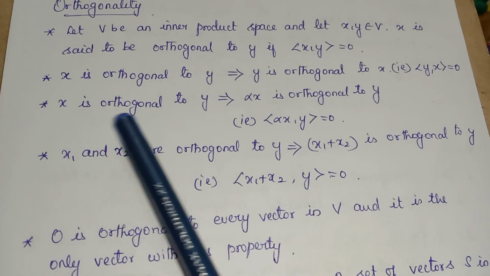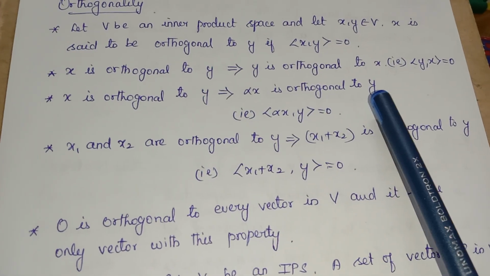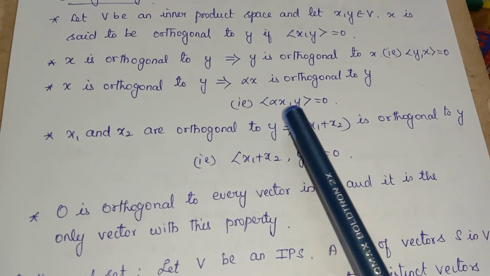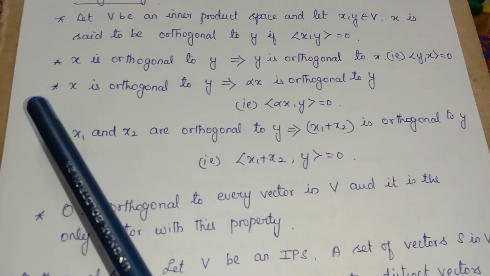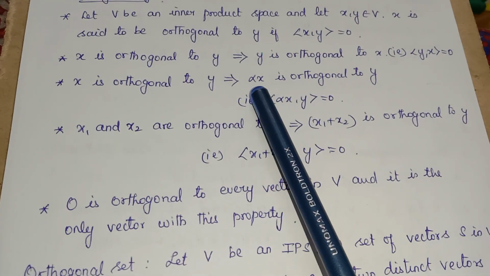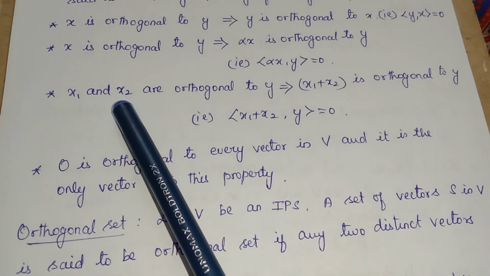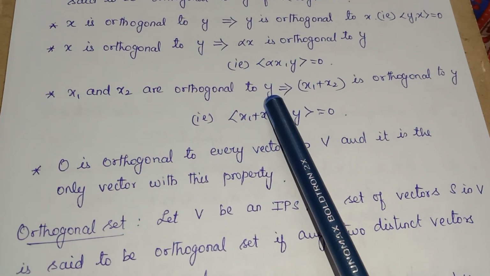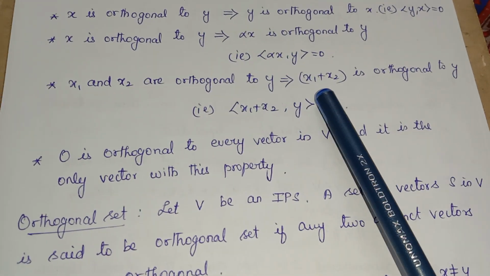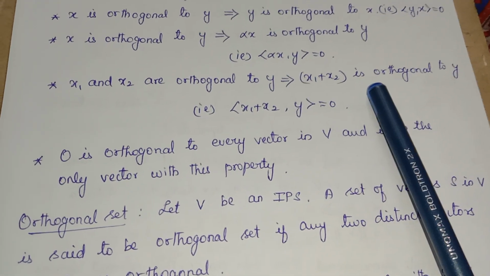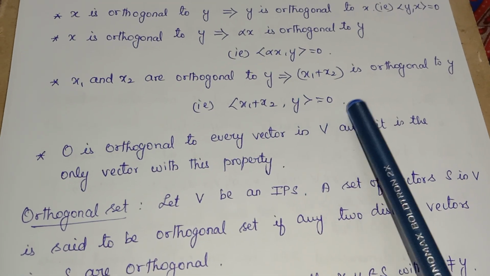Therefore, whenever you say x is orthogonal to y, that implies y is orthogonal to x. And also, whenever x is orthogonal to y, the scalar multiple alpha x is also orthogonal to y. Because inner product of alpha x, y is equal to what? Alpha times inner product of x, y. Similarly, when two different vectors x1 and x2 are both orthogonal to y, then the sum x1 plus x2 is also orthogonal to y. That is, inner product of x1 plus x2 with y is equal to 0.